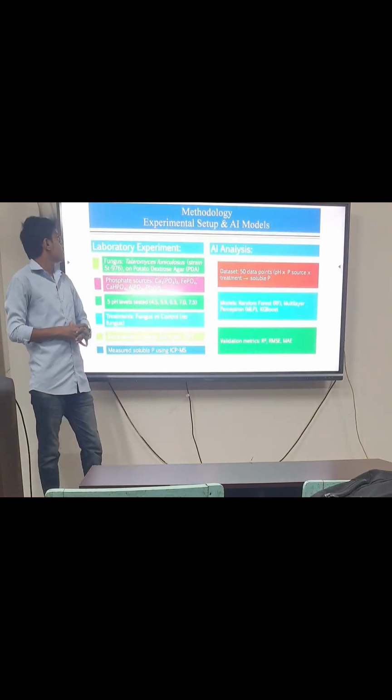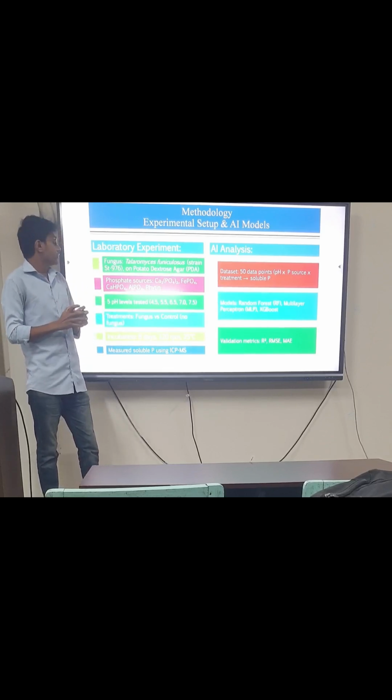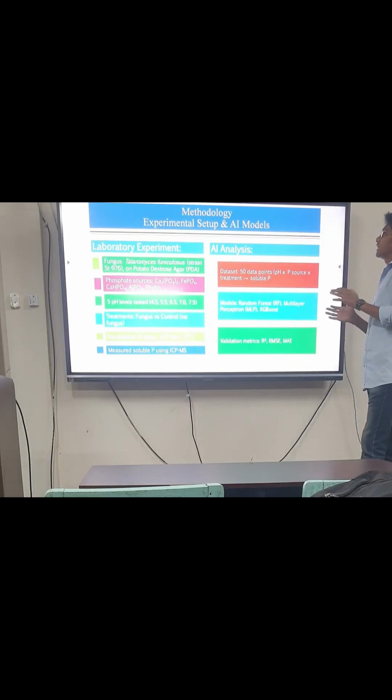Now the methodology, experimental setup and AI models. This is the heart of the research paper. They split it into two parts: one is the laboratory experiment and the other is the AI analysis.